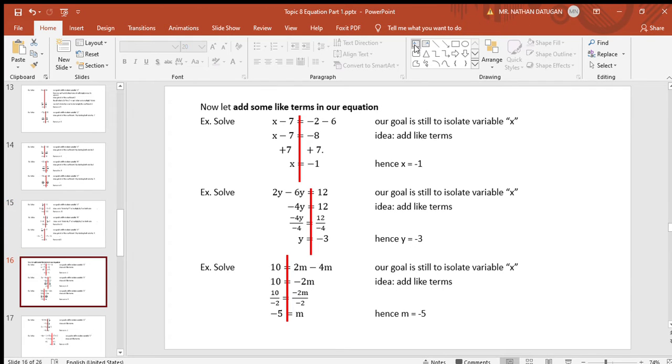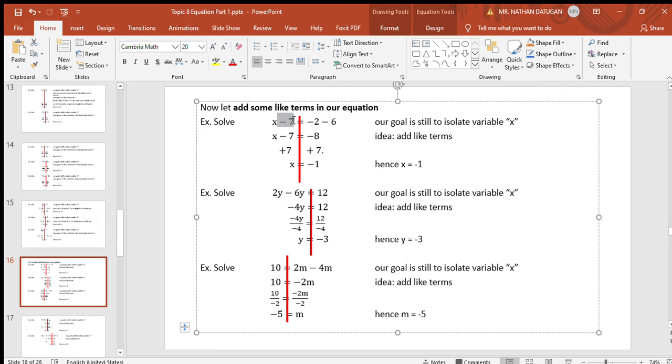Now let's add some terms in our equation. So let's start with something easy. If you forget what terms are, see topic 8. So right now we have x minus 7 is equal to negative 2 minus 6. Our goal is still to isolate the variable, but first things first, we add like terms. So does negative 7 have a like term?